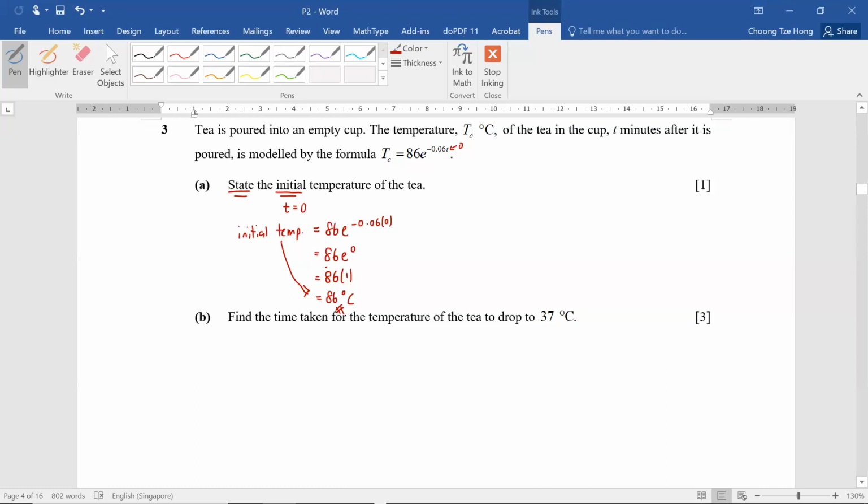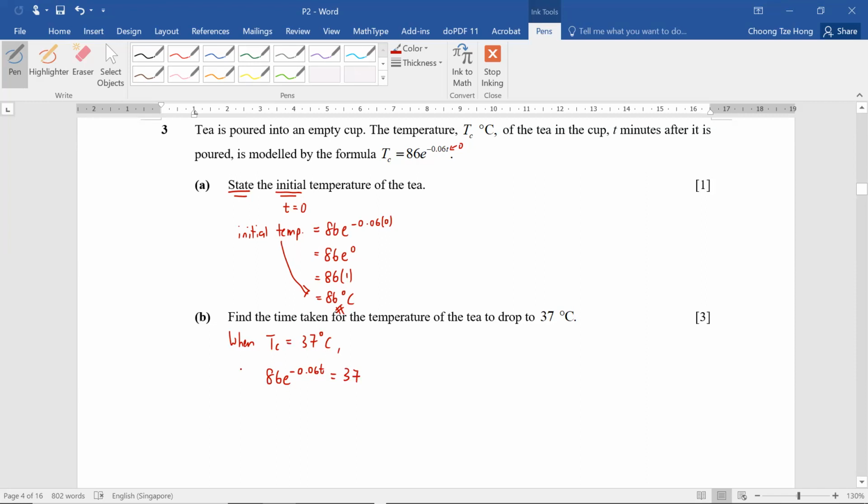Next, part B. Find the time taken for the temperature of the tea to drop to 37 degrees Celsius. As mentioned earlier, the temperature of the tea is decreasing, so they want you to find after how many minutes the temperature will reach 37 degrees Celsius. Remember the initial temperature we just obtained is 86. Basically, we'll formulate an equation and then find t. When the temperature in the cup is 37 degrees C, our equation is 86 times e to the minus 0.06t equals 37.